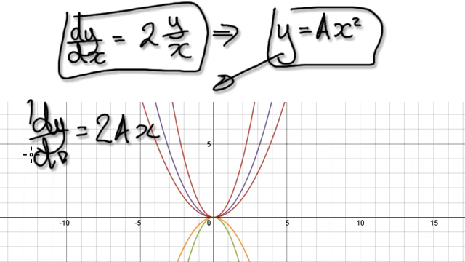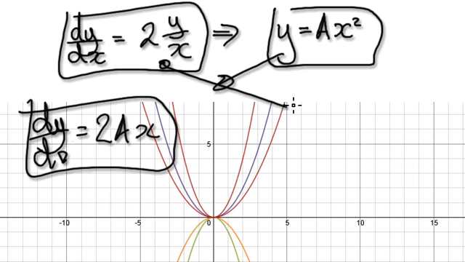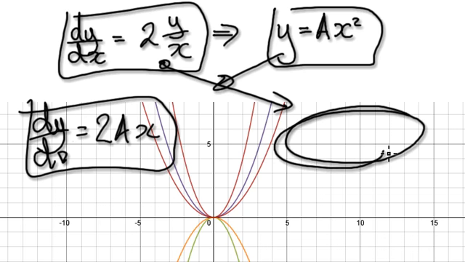So we could use this, or we could use this. If you use this here, you get a whole family of ellipses. If you use this one here, you're going to get a whole family of logs. Well, try it for yourself.